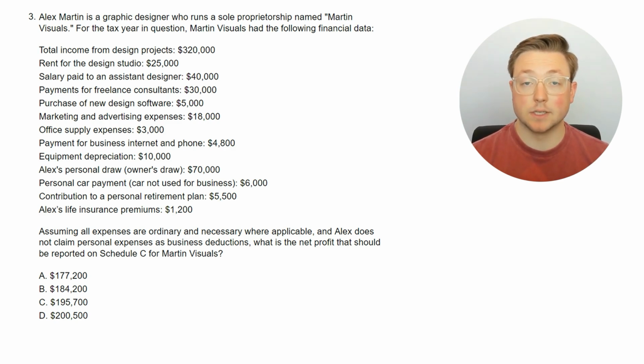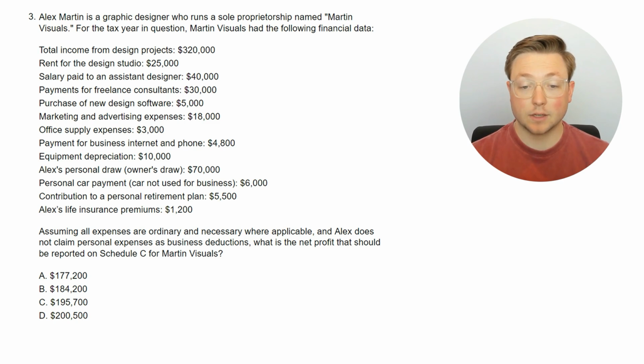That's basically Alex's salary. Personal car payment, car not used for the business, $6,000. Contribution to a personal retirement plan, $5,500. Alex's life insurance premiums, $1,200. Assuming all expenses are ordinary and necessary where applicable, and Alex does not claim personal expenses as business deductions, what is the net profit that should be reported on Schedule C for Martin Visuals?